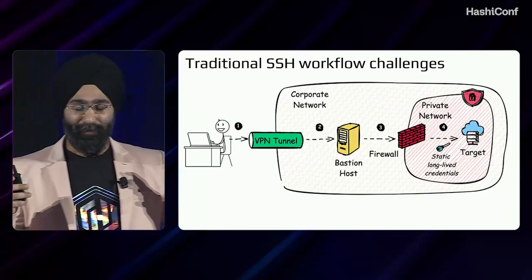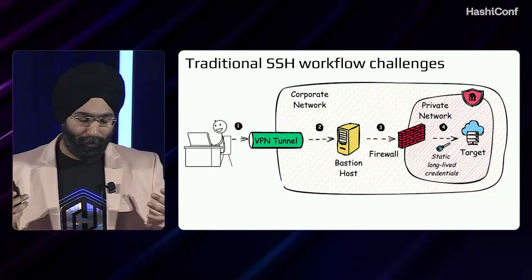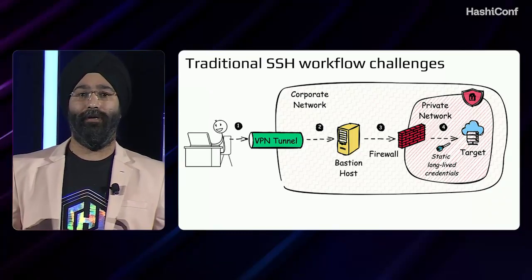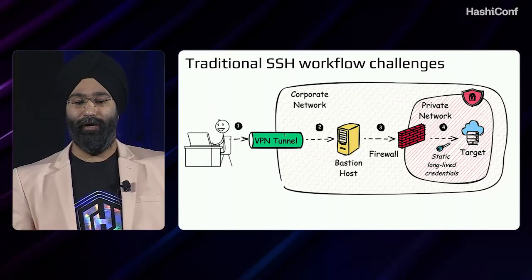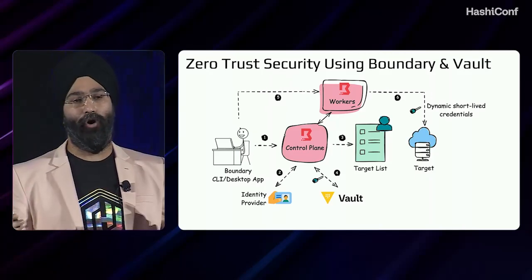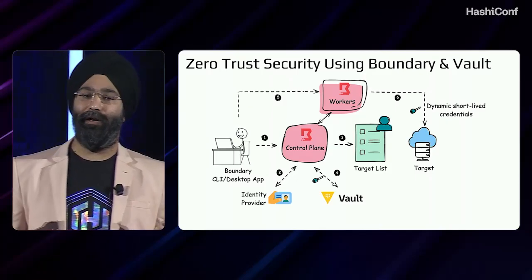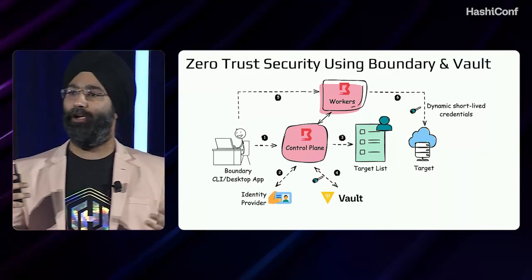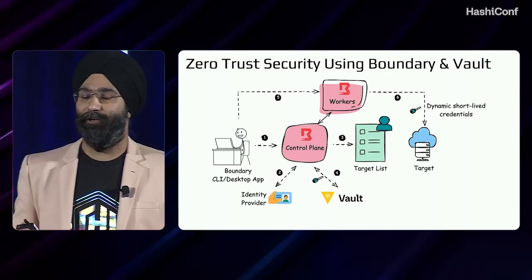Now, if we see this workflow, there are several challenges. But with any technology, if we have to move towards a zero trust security philosophy, we definitely have to do something differently. And this is exactly where the integration of HashiCorp Boundary and Vault comes into play. As some of you might know, HashiCorp Boundary is an identity-aware proxy solution which gives you a very simple and secure way of accessing your hosts. And HashiCorp Vault is a comprehensive secrets management solution.